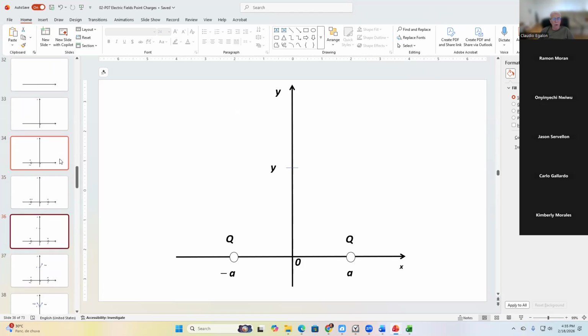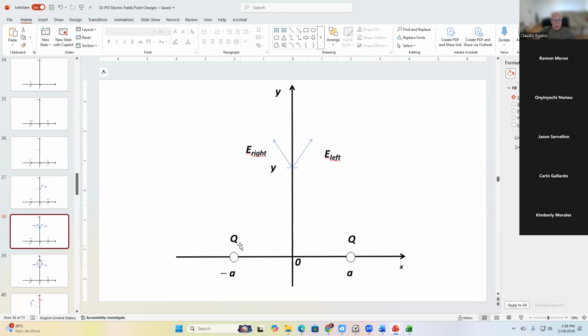If I want to know the electric field at this spot here along the y-axis, all I have to do is play that little game that I taught you already how to do, right? Consider the electric field of the charge at the left and the electric field of the charge at the right. The electric field at this point is going to be given by the superposition principle, which is nothing more, nothing less than the vectorial summation of those two fields.